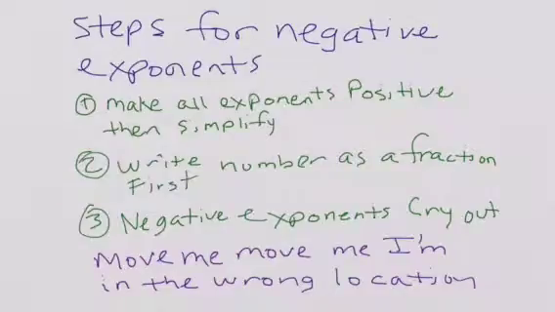All right, steps for negative exponents. First of all, when you're simplifying, you're going to make all exponents positive, and then you're going to simplify. So the first thing you're going to do is write any number as a fraction if it's not already a fraction. Then you're going to look for your negative exponents. And what I want you to think about is negative exponents cry out, move me, I'm in the wrong location.